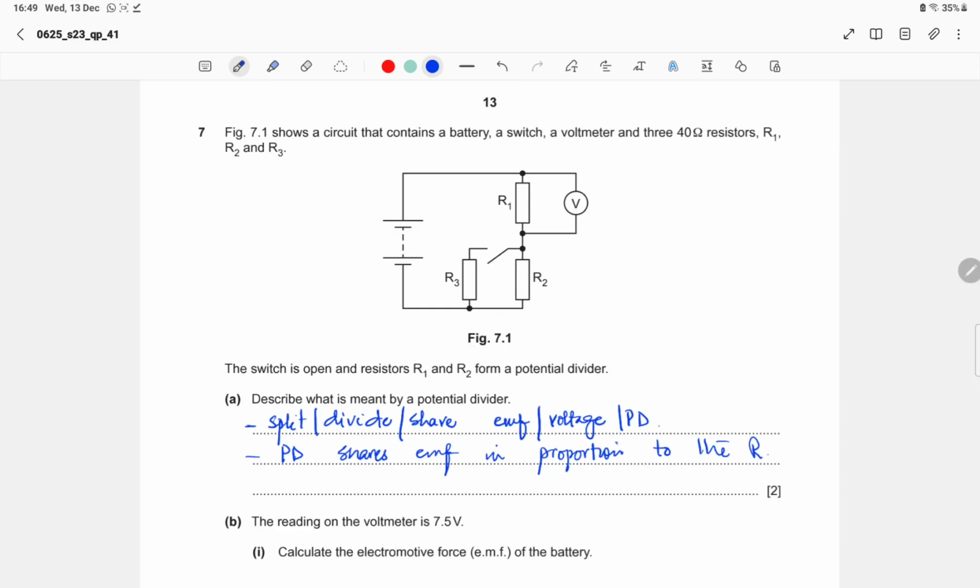Figure 7.1 shows a circuit that contains a battery, a switch, a voltmeter, and 40 ohm resistors R1, R2, and R3. The switch is open and the resistors R1 and R2 form a potential divider. Describe what is meant by potential divider. So basically, a potential divider splits, divides, or shares the EMF, voltage, or potential difference. Potential divider shares the EMF in proportion to the resistors.